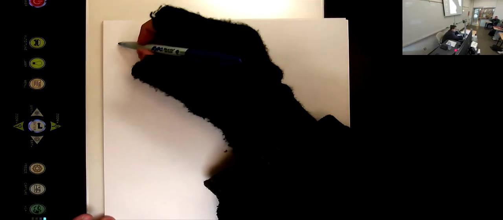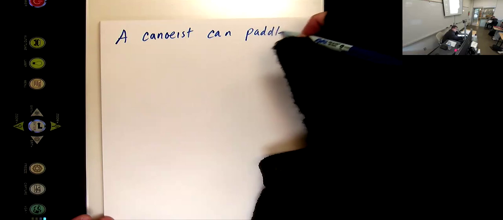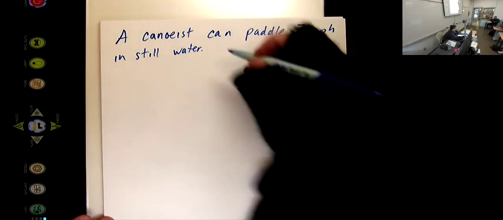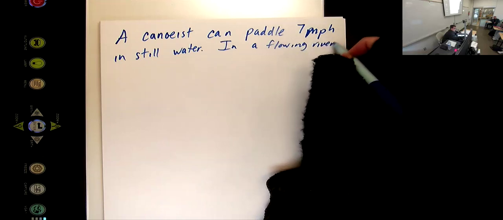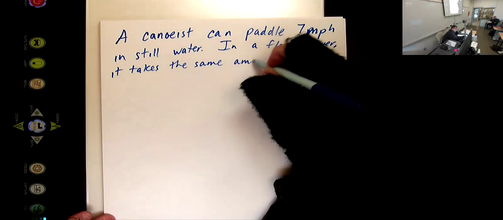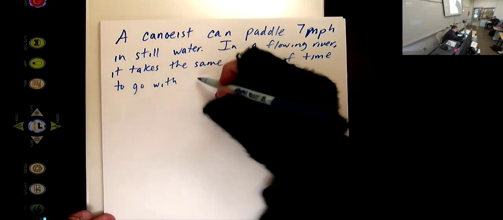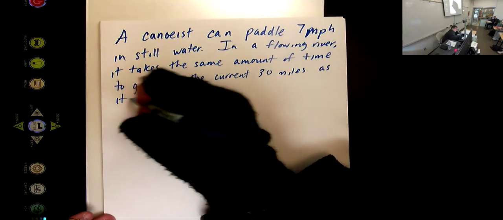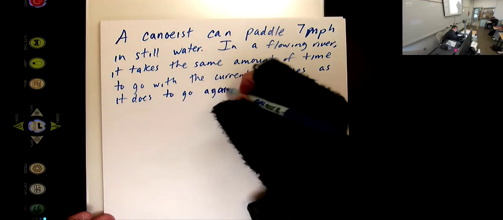All right, next problem. A canoeist can paddle 7 miles per hour in still water. In a flowing river, it takes the same amount of time to go with the current 30 miles as it does to go against it 12 miles.